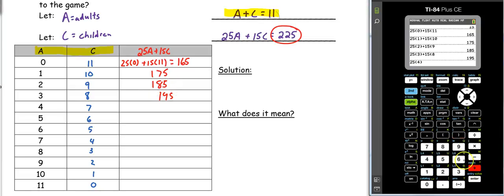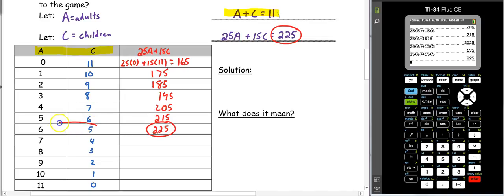25 times 4 plus 15 times 7 is 205. 25 times 5 plus 15 times 6 is 215. 25 times 6 plus 15 times 5 is 225. Remember that 225 is the total that we are looking for.